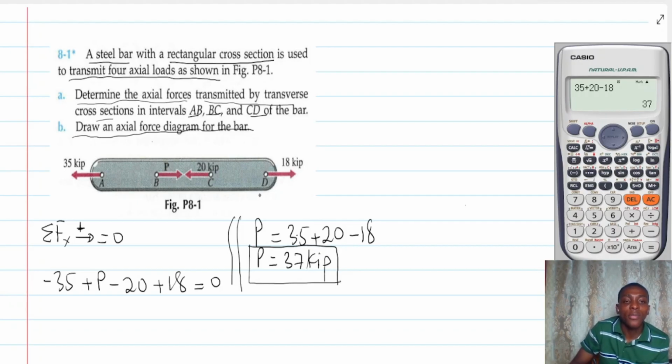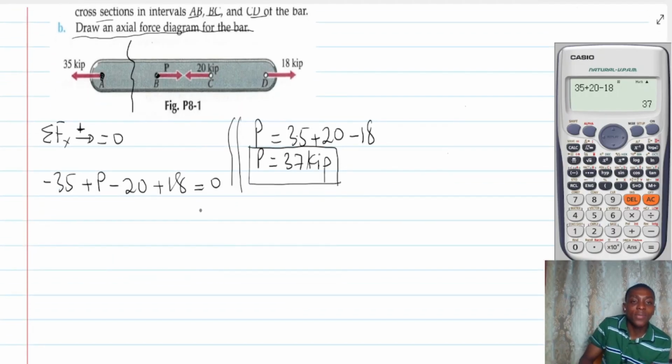So let's start from looking at the force in member AB. So this is section AB. If I want to look at the force in section AB, what I will do is cut section AB. If I cut section AB, I'm going to get something like this, and this is where the cut is. Now, over here at A, the force is 35 kip.